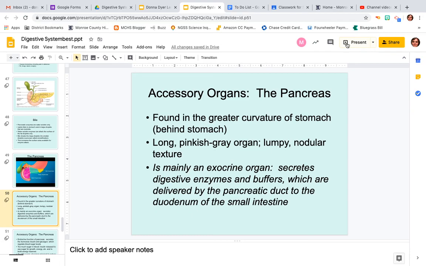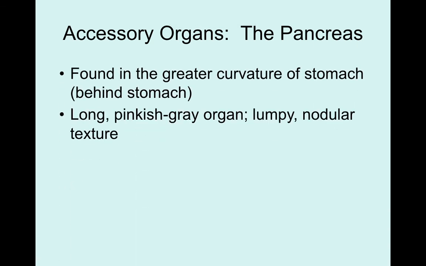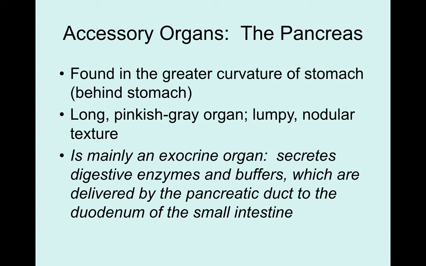I just wanted to point that out because I forgot to earlier. Okay, so again, the pancreas is found in the greater curvature of the stomach. So it's found at the posterior part of the stomach, at that greater curvature, kind of behind the stomach. It is long, pinkish gray, and lumpy. It's not smooth. The liver is more smooth. The pancreas is going to be lighter in color, and it's going to be more bumpy and lumpy, and it has more of a texture to it. And it is mainly an exocrine organ, meaning that it secretes digestive enzymes and buffers that are going to be delivered by the pancreatic duct to the duodenum of the small intestine.